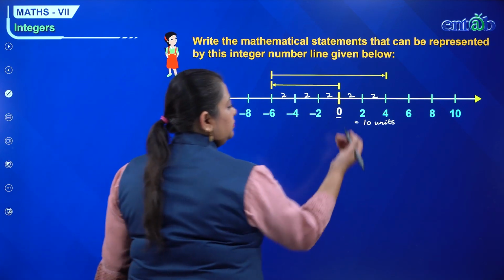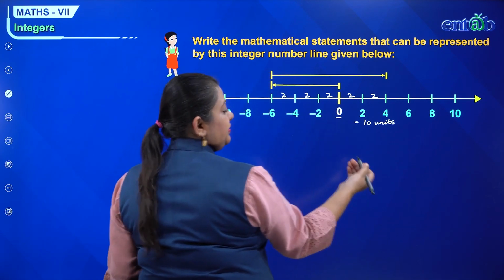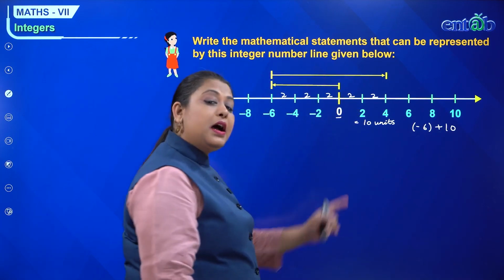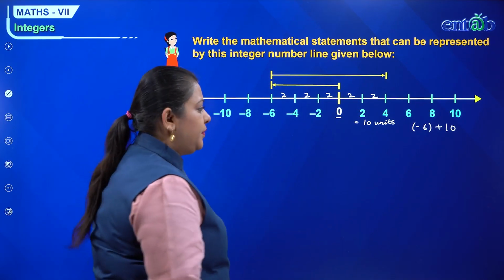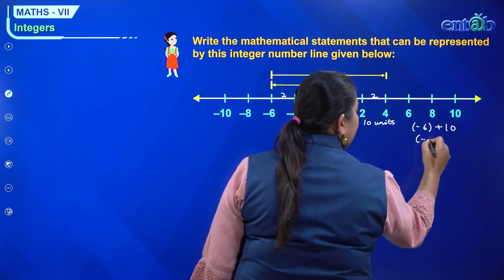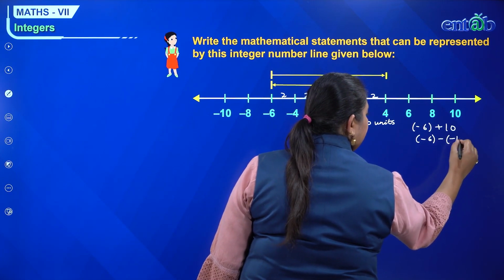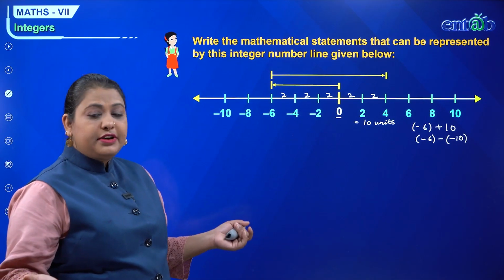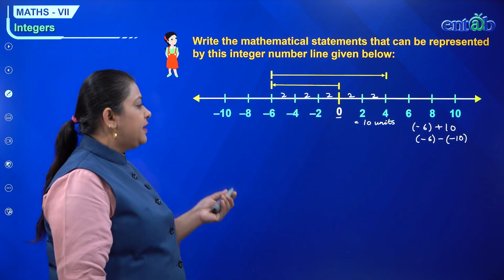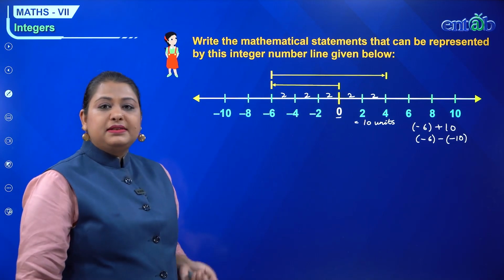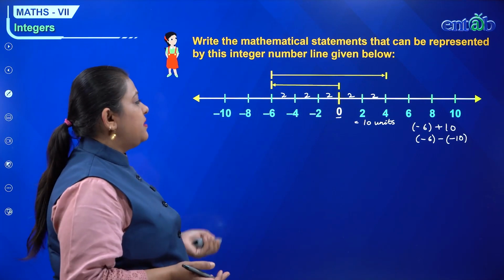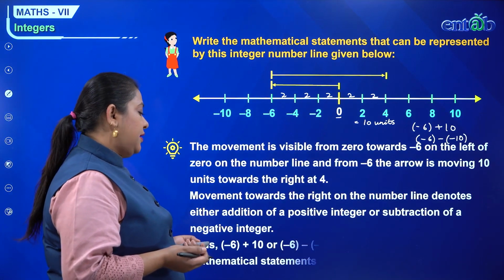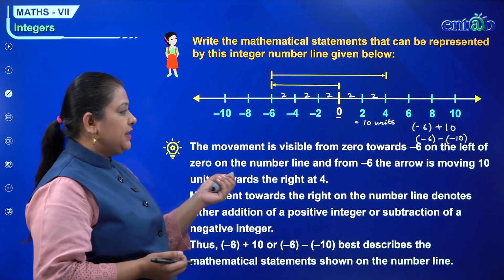So the best statement which describes this condition is either -6 plus 10, I am adding a positive integer, right? Or -6 minus -10, I am subtracting a negative integer. That is also possible, right? So these two mathematical statements can describe the problem given on the number line. I hope this is clear to you. Let's look at the next problem.